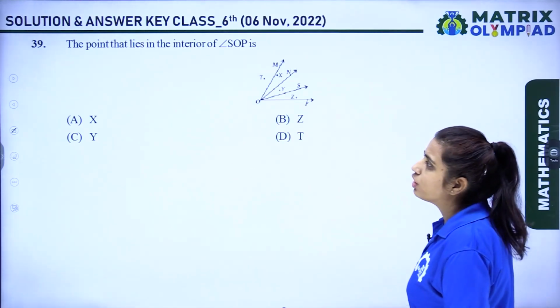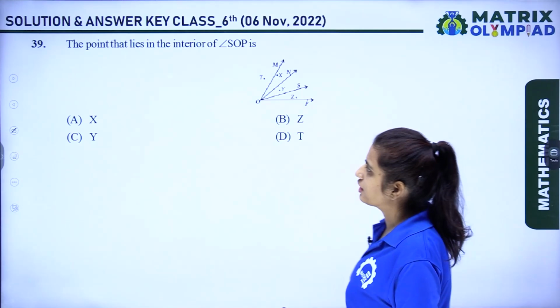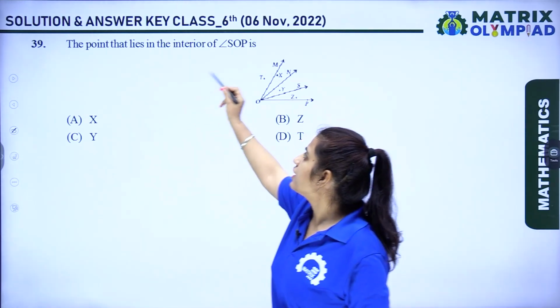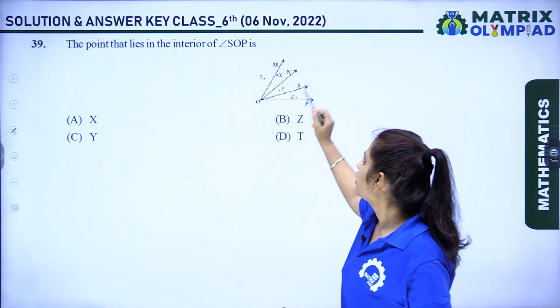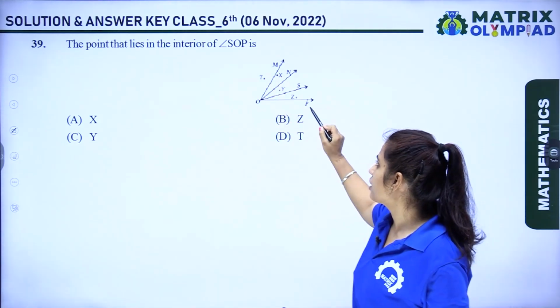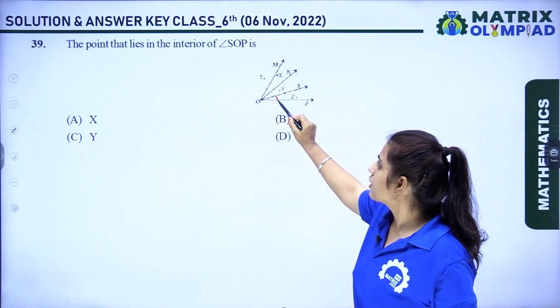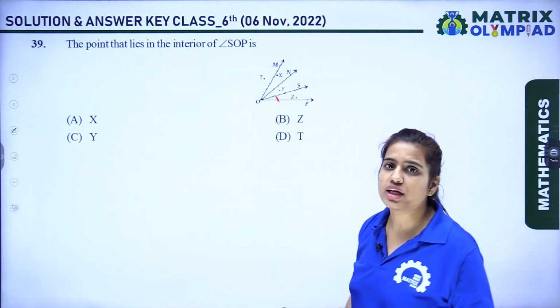Now let's solve the next question, that is 39. The point that lies in the interior of angle SOP is. Here is the angle SOP. In this angle, we have to find out the interior point.